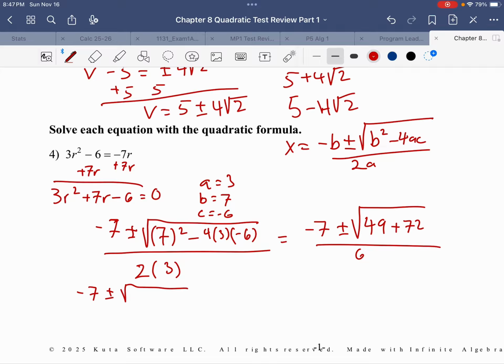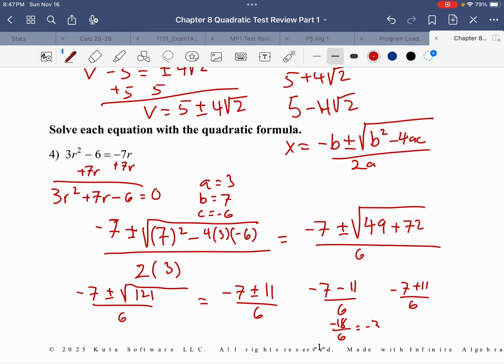This is going to be the square root of 121 over 6. We get negative 7 plus or minus 11 over 6. Again, this is showing me two solutions. I should rewrite this as negative 7 minus 11 over 6 and negative 7 plus 11 over 6. Minus 11 would be negative 18 over 6 to get negative 3. And the other one would be 4 over 6 to get 2/3. So my solutions are r equals negative 3 and r equals 2/3.